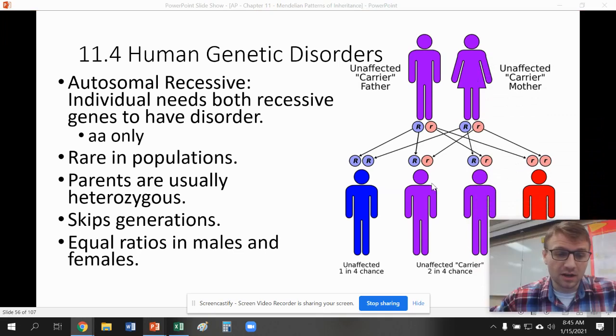You do have these things called carriers, again, which carry the gene, but they don't exhibit properties of that gene. Now, this is the one that skips generations. So if you ever hear of a disease coming around and it skips generations, this is a recessive disorder. It's equal again in males and females. And that's important because we're going to see how there are genetic disorders later on in this chapter that are not equal between the two sexes.